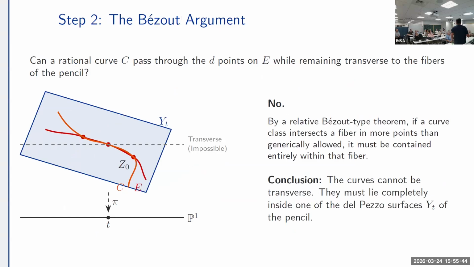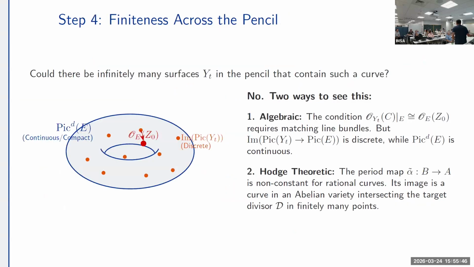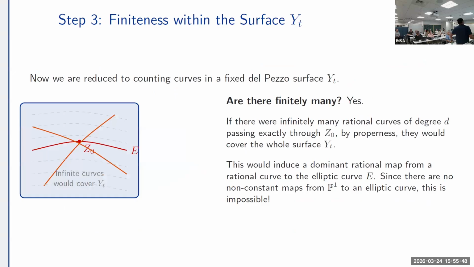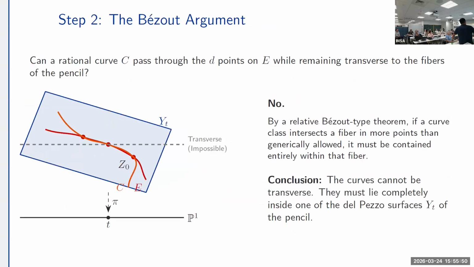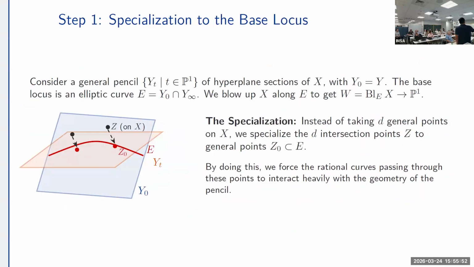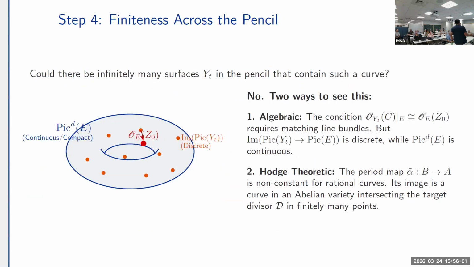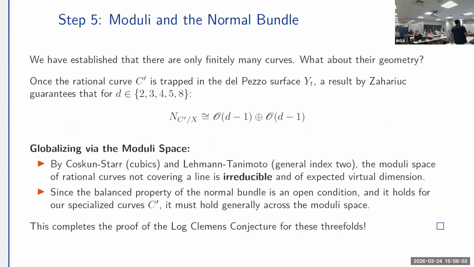But did you say where the degree comes into play? Your degree is restricted to 2, 3, 4. Oh, the degree of the del Pezzo. Okay, so we have two degrees here. We have the degree of the threefold and the degree of the curves. Those are different things.